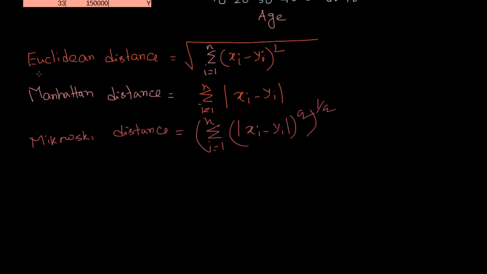We mainly use the Euclidean distance, which we will use in this particular problem. Euclidean and Manhattan distance are special cases of the Minkowski distance, which generalizes these two. Maybe I'll create a separate video if we need to go deeper, but let us go with the Euclidean distance and compute that.